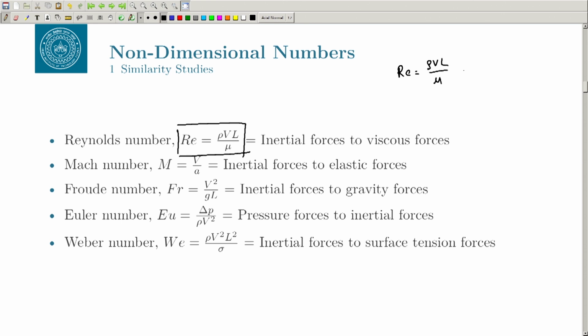So, you can write it as rho V square divided by mu V by L, and then you can multiply this entire thing by L square, which is some kind of area. So, this is equal to rho V square L square over mu V by L. So, what are these two things? Let us look at the bottom one first.